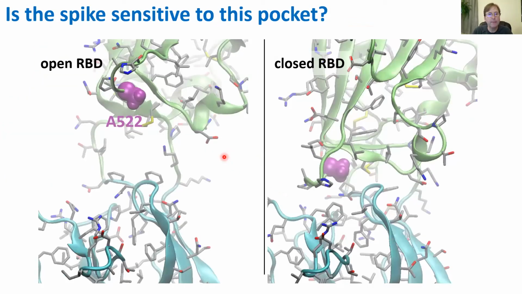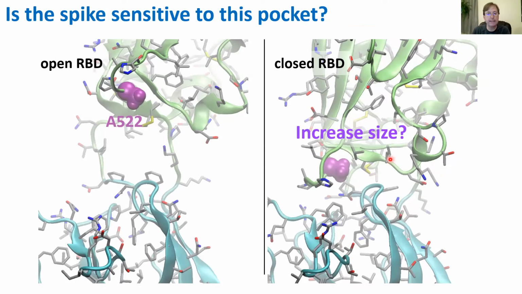We can ask whether the spike is sensitive to changes in this pocket since it's very highly conserved. And we see alanine at position 522 in the normal virus. It's exposed to water when the receptor binding domain is open, and when the hinge closes, it's tightly packed in the interior. We hypothesized that due to this tight packing, a larger amino acid would not be well tolerated and would prevent the spike from closing all the way.